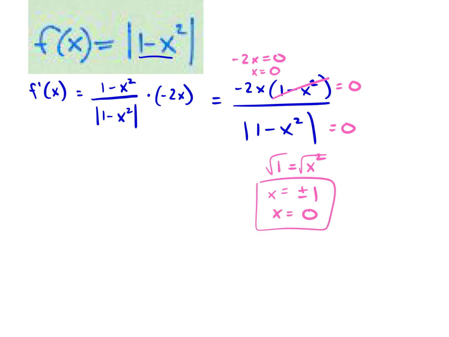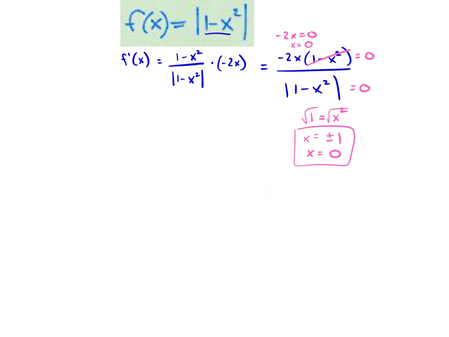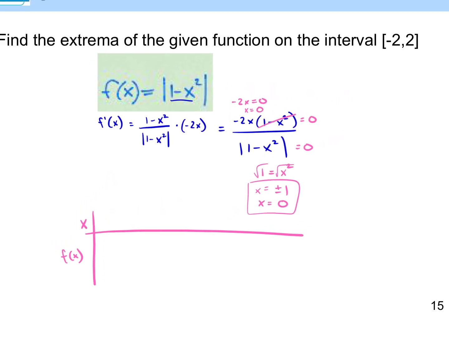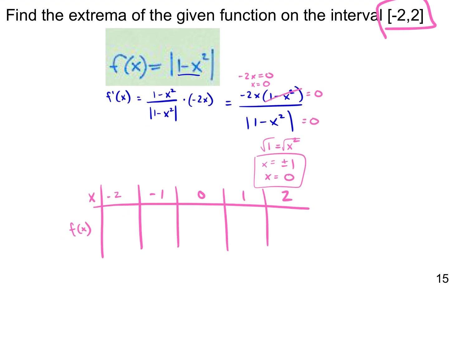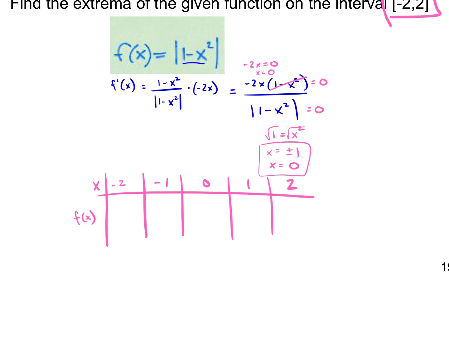-1, 0, and +1. So let's do what we did yesterday. Let's make our chart. Put the x values on top, our y values on the bottom. I'm listing on the chart my critical numbers and my endpoints, because critical numbers and endpoints could be extrema. So I'll list it in order. We have -2, -1, 0, 1, and 2. Now when we plug this in, remember you're plugging it into the original function.